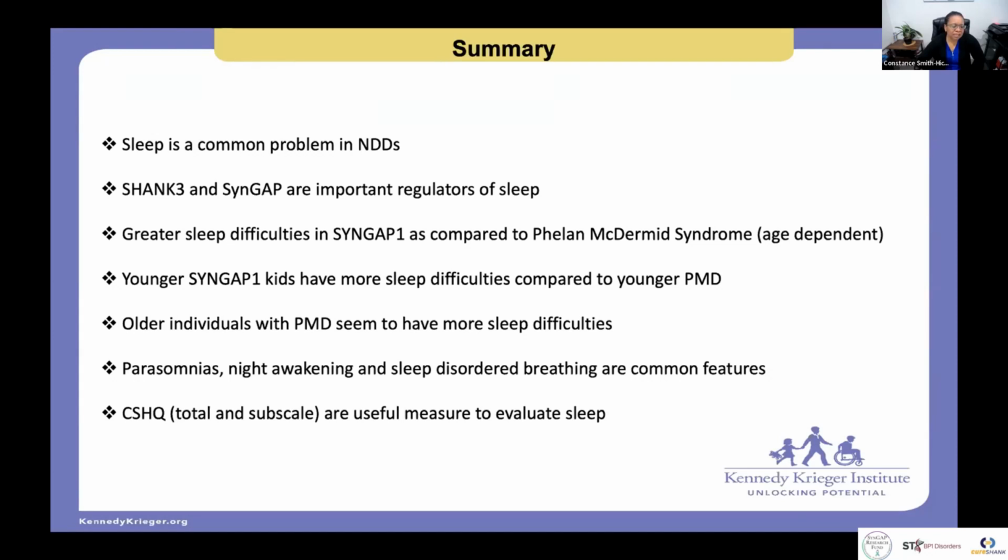Parasomnias, nighttime awakening, and disordered breathing are common features. I think this data suggests that both the total and subscale scores in the CSHQ can be useful measures for evaluating sleep. I think it'll be important for us to look at the utility of this in natural history studies and what it tells us about the sleep profile over time for populations with SYNGAP1 or other synaptopathies.